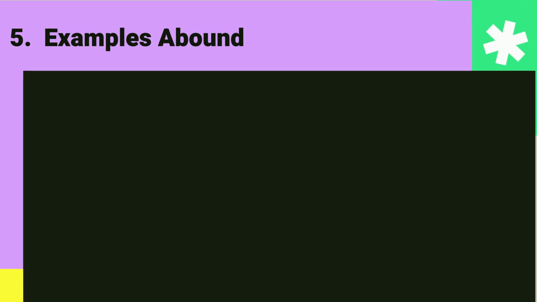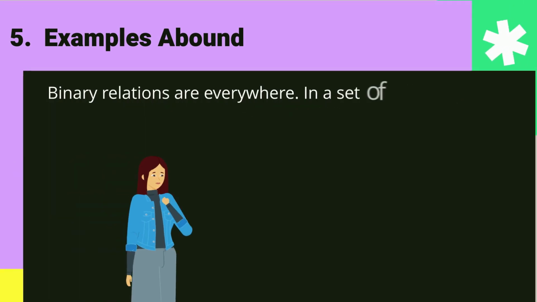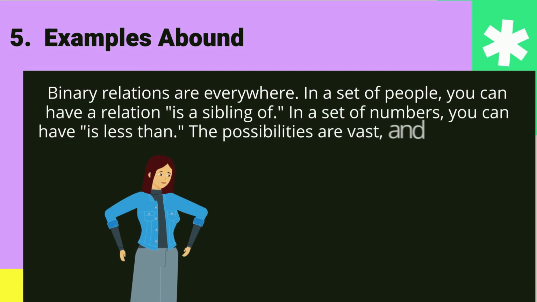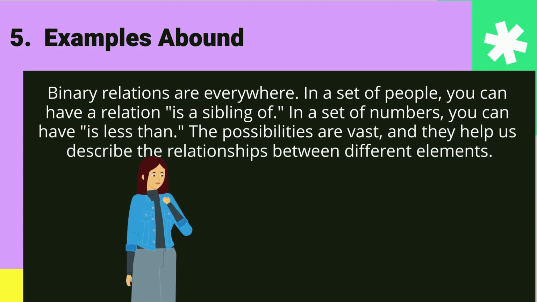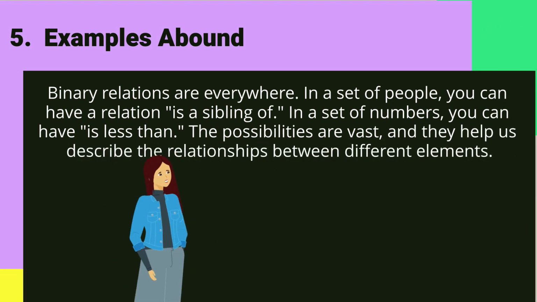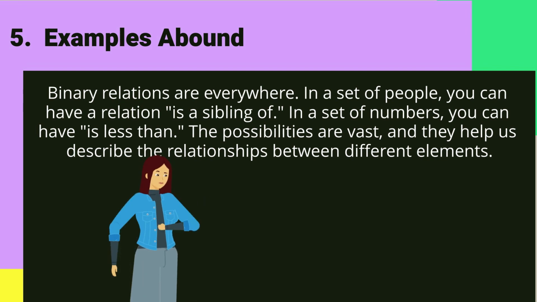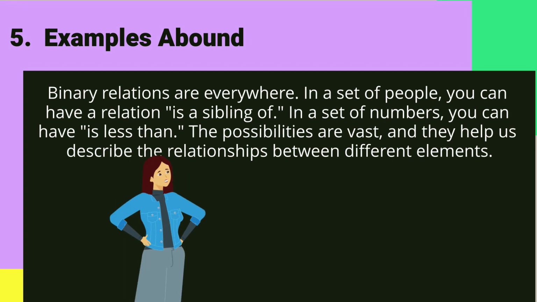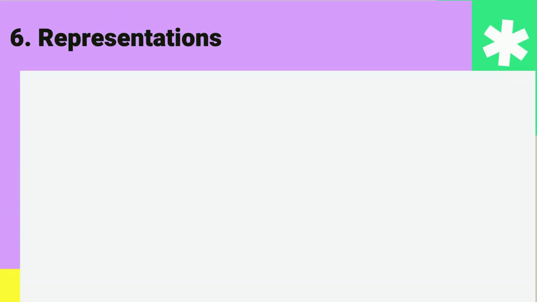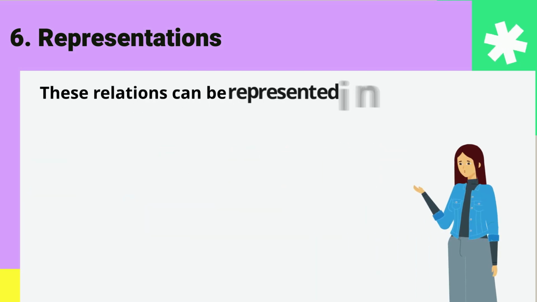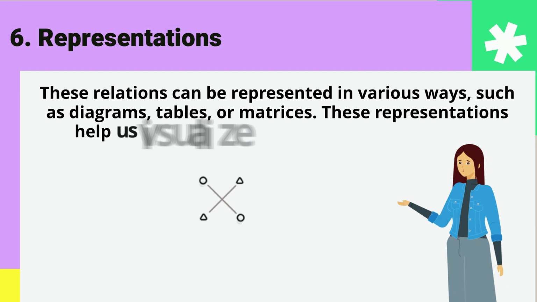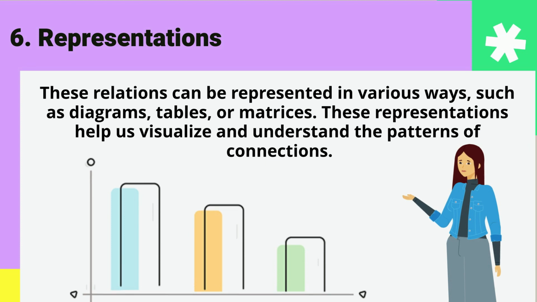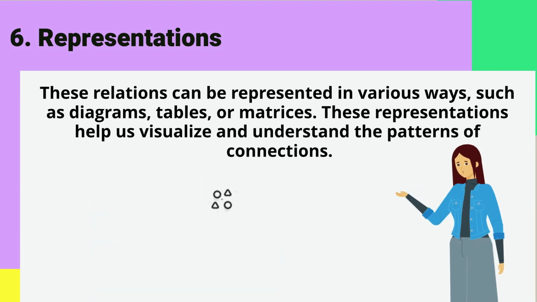Number 5. Examples abound. Binary relations are everywhere. In a set of people, you can have the relation is a sibling of. In a set of numbers, you can have is less than. The possibilities are vast, and they help us describe the relationship between different elements. Number 6. Representation. A relation can be represented in various ways, such as diagrams, tables, or matrices. These representations help us visualize and understand the pattern of connections.